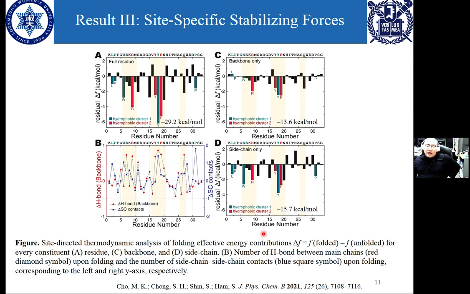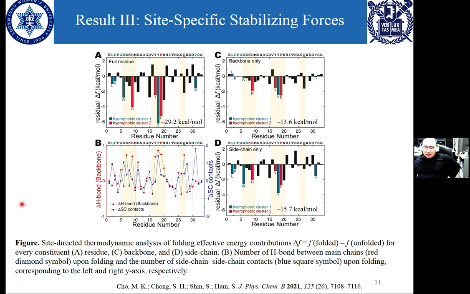Now that we validated our result of free energy with the experimental value, we extend our analysis into backbone and side chains. Finally, we compare the structural characteristics with that of thermodynamic calculation. The x-axis is the residue number, the y-axis is the change in effective energy upon folding. A is a group of residues, C a group of backbone, D a group of side chains. In figure B, we have the hydrogen bonds indicated in red and side chain contacts in blue.